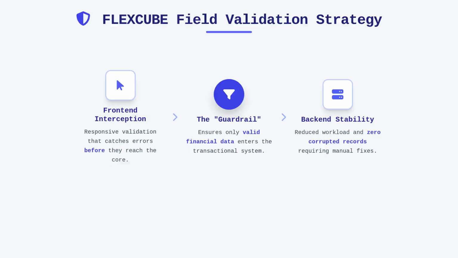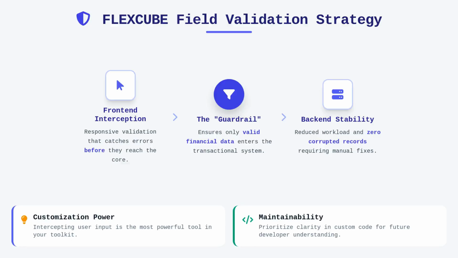As you master these techniques, you will find that the ability to intercept and validate user input is one of the most powerful tools in your customization toolkit. Always prioritize clarity in your custom code, as other developers will need to understand the intent behind your validation logic when they maintain these systems in the future.